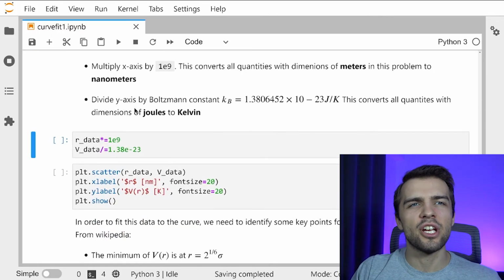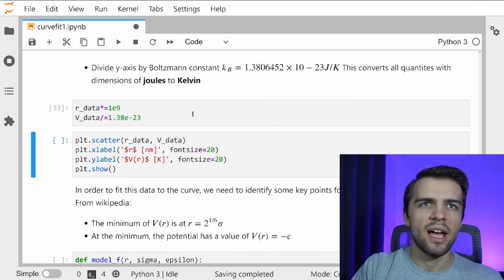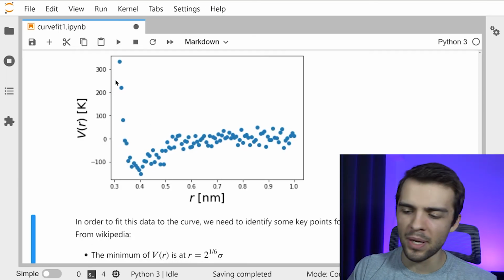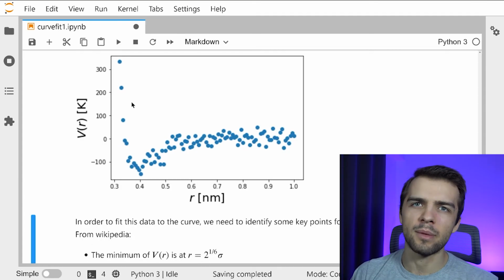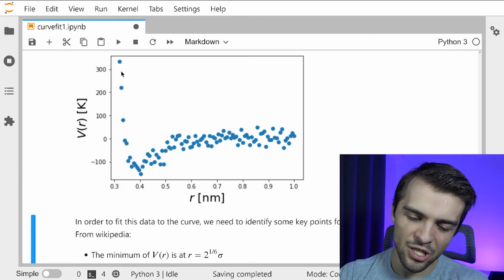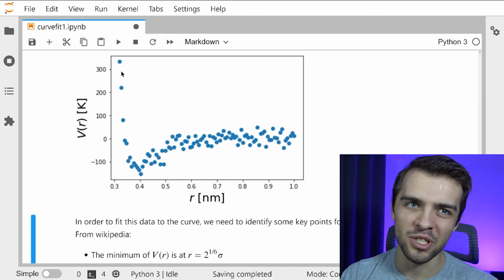So I change the scale of the data here, and I can plot it again. And you can see that it's still 300 to 100. So this is fairly big, but it's not super, super small like before. And then here it's just between 0.3 and 1. So this makes it easier for curve fit's optimization procedure.